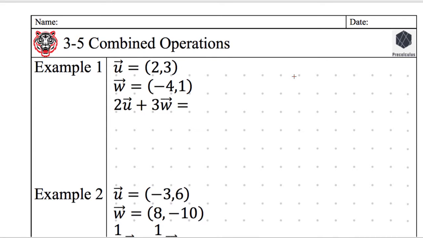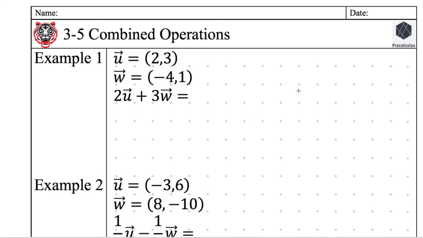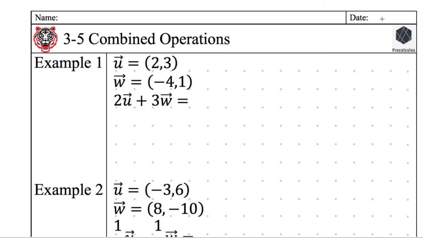All right, we're here in Precalculus on lesson 3-5, the easiest lesson of our entire lives. I'm definitely thinking for next year of combining this lesson with another lesson because it's so short.